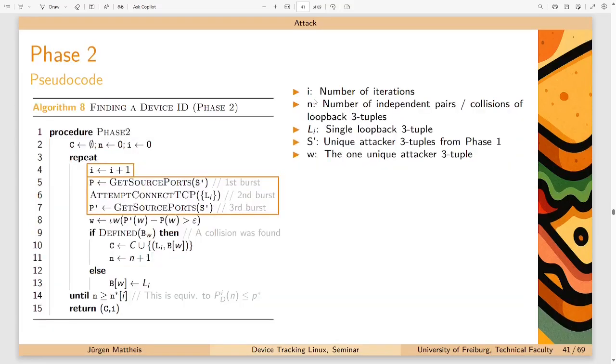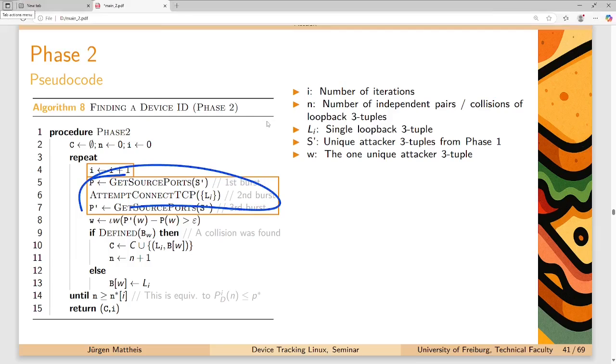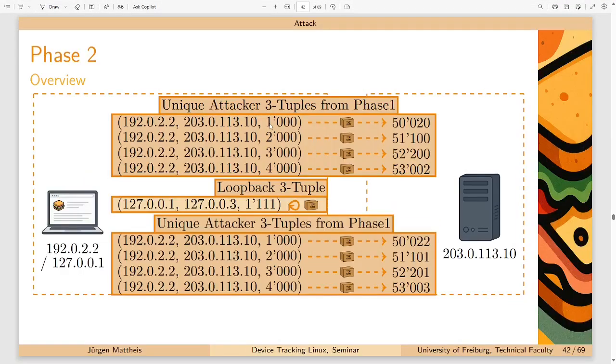Now here's the pseudocode. Now we go to phase 2, and this is where the interesting stuff happens. No preparation anymore. So here, first we increase the iteration counter, and here we also have our sandwich again. And how does our sandwich look this time? This time our sandwich has the unique attacker free tuples we determined in phase 1 in the 2 wrappers, and a single loopback free tuple in the filling.